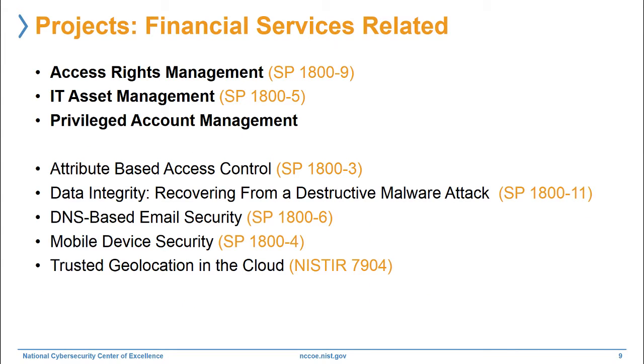So these are the three projects that are associated with the finance sector. The highlighted ones are the ones that, two of the ones we've completed have SP numbers, Access Rights Management and IT Asset Management. I'm going to talk about those two in detail. And then Privileged Account Management is a project we're just kicking off now. We are in the process of creating that team of collaborators. And then I've identified some other projects that we've worked on. There's a total of 12 at the center today. These other projects may be of interest to you. Data integrity is about how to recover, knowing that you have a good backup, from a destructive malware attack. That one was sort of started in the finance sector.